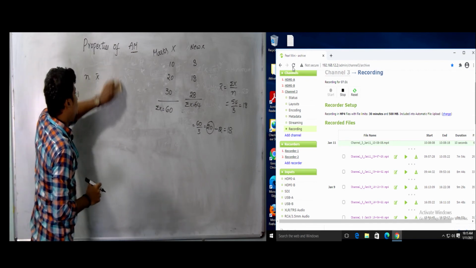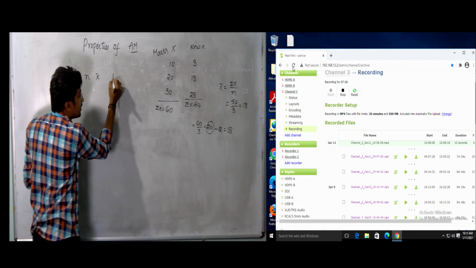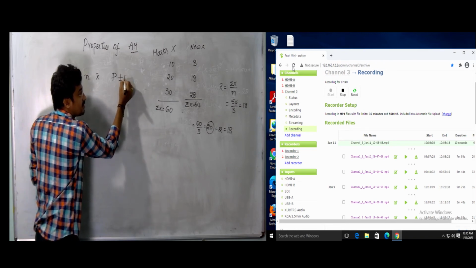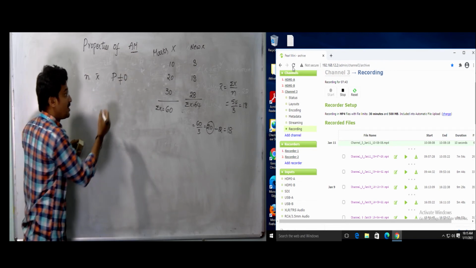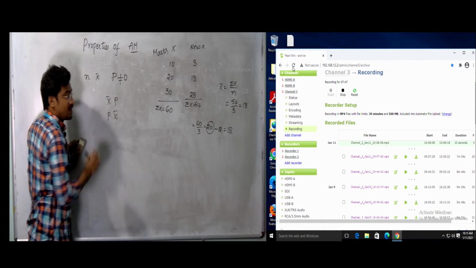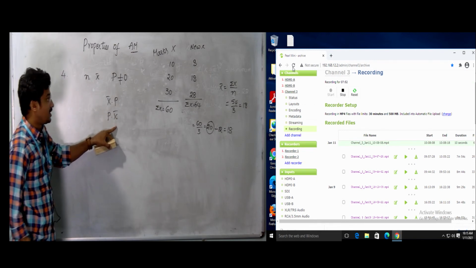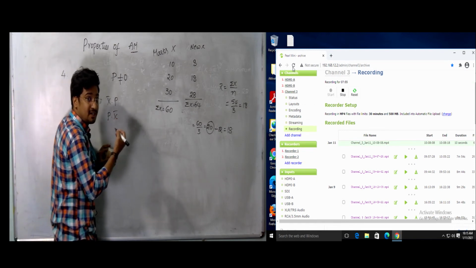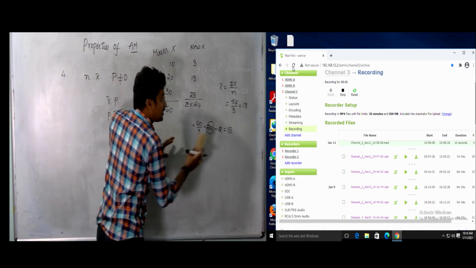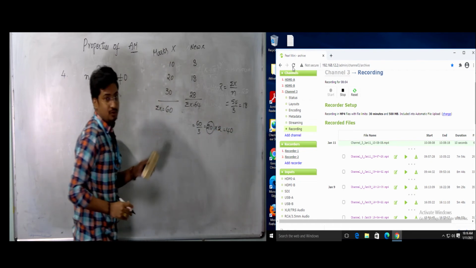Next, if the mean of the observations is x bar and each observation is multiplied by p, where p is not equal to 0, then the new mean is x bar into p, or p into x bar. For example, each observation is multiplied by 2. Here the original mean is 20, and 20 into 2 is 40.